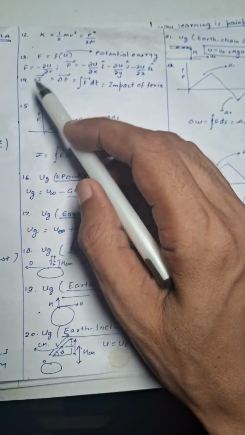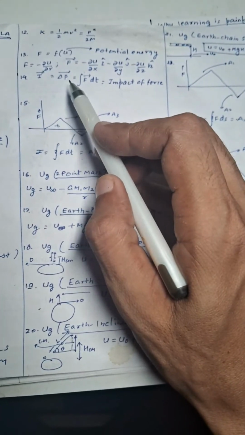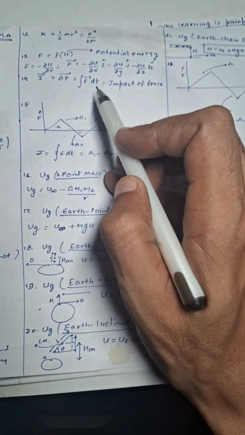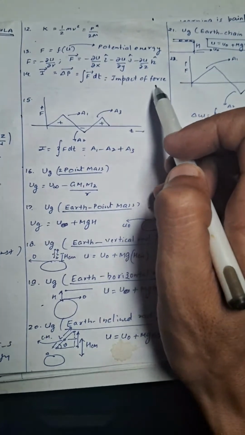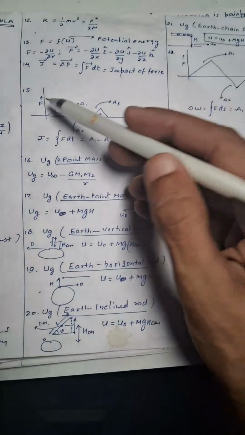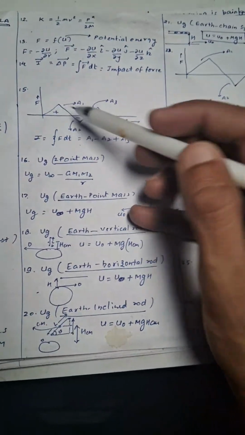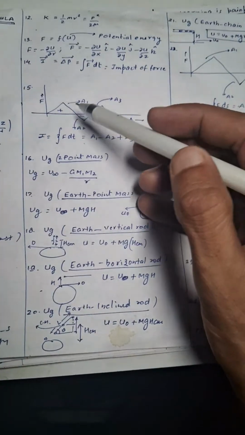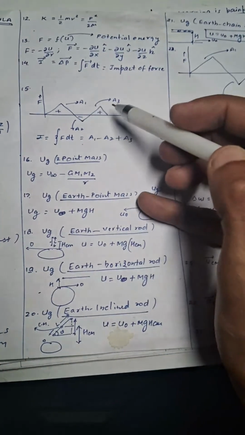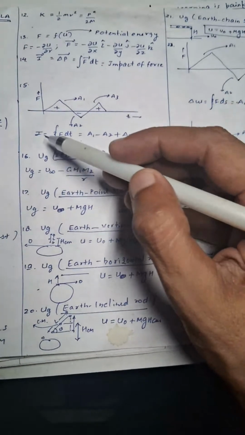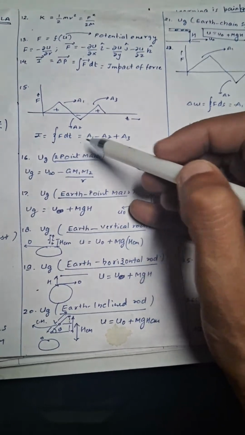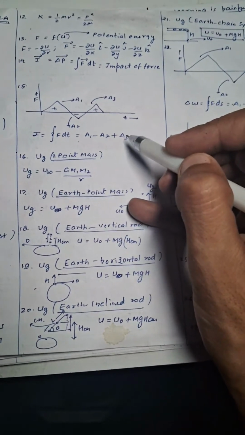Then we have another expression for impulse, which is change in momentum, which is also equal to integration of f dt, which is also equal to the impact of force. Then we have another point related to force time graph. Suppose this is the force time graph, and the areas are a1, a2 and a3 with respect to sign. So impulse is integration of f dt, and it is also equal to a1 minus a2 plus a3.